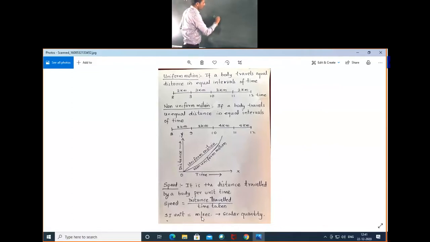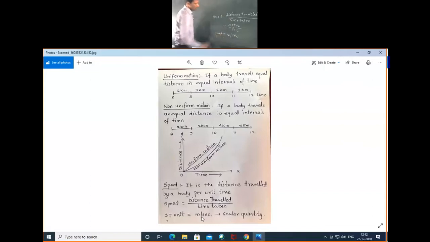So speed is equal to distance traveled divided by time taken. See, what is the SI unit? The SI unit of distance traveled is meter and time is second. That's why it is meter per second.